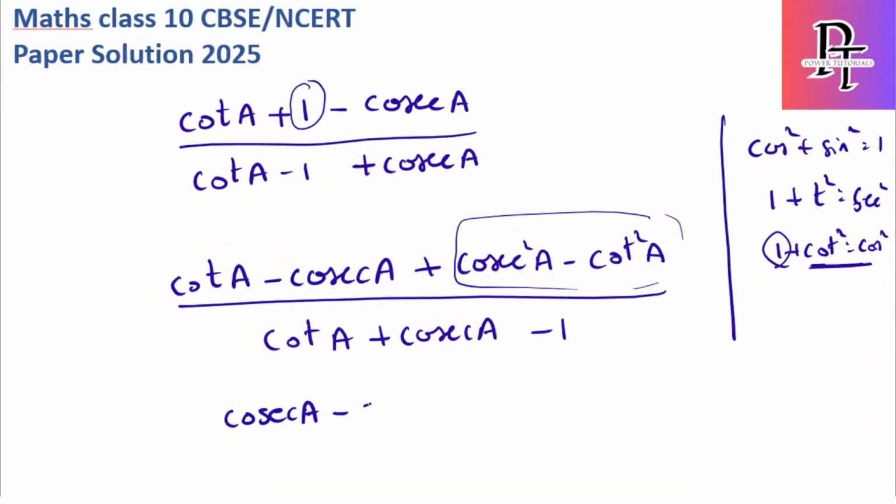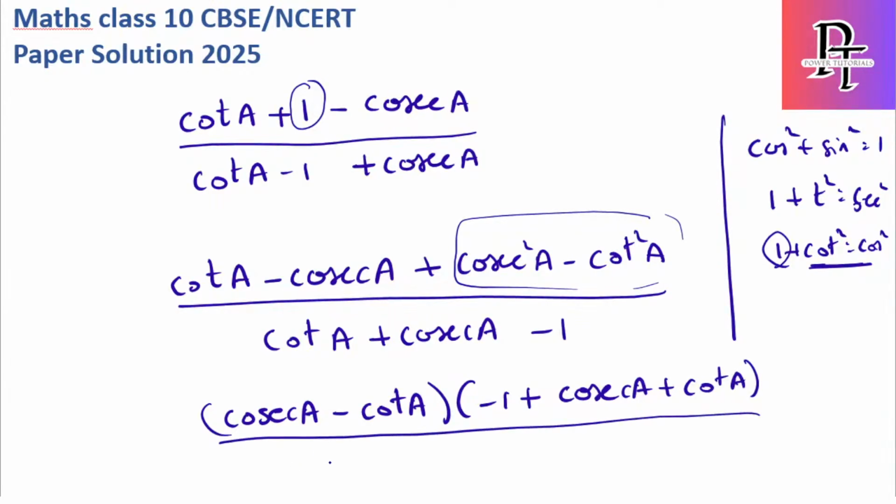Cosecant a minus cot a, if I take it as common, I will get minus 1 plus cosecant a plus cot a. By denominator also, if you notice, it is exactly the same, which is cot a plus cosecant a minus 1. So simply these two get cancelled out. So the only answer remaining is this one, which is nothing but RHS.